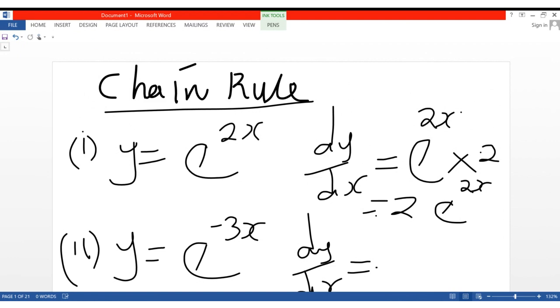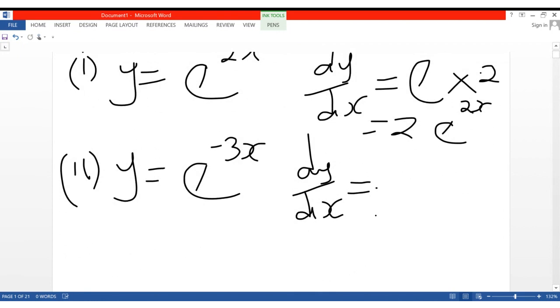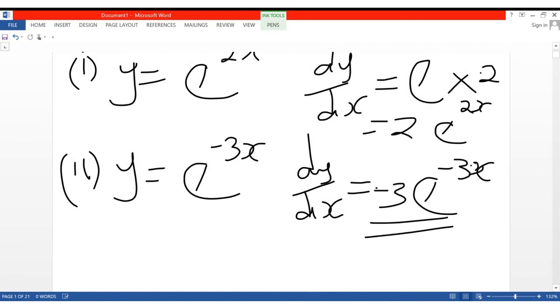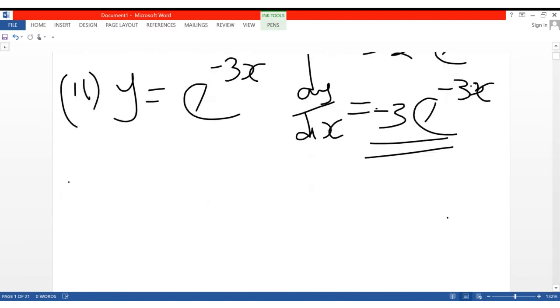The same will happen here. When you differentiate exponential, you still get exponential. But you come to the power. When you differentiate the power, you get here negative what? Negative 3. You get there negative 3. So you can be able to see you are multiplying with the factor. We can do this one.